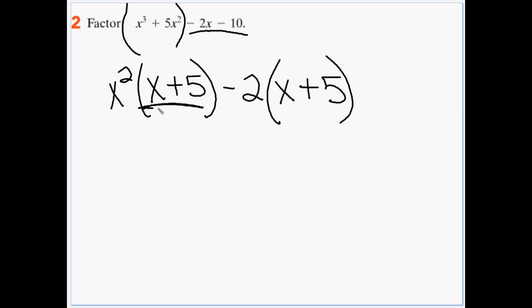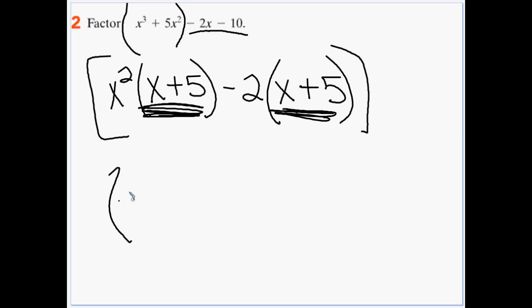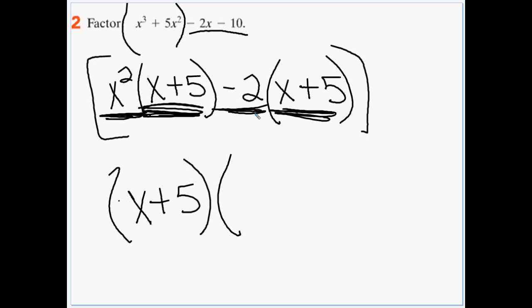And that's important because these terms have to be the same, x plus 5 and x plus 5, so we can factor it outside of these brackets. So now the x plus 5 is its own term, and the remaining pieces are the x squared and the minus 2. So there's our correct answer.